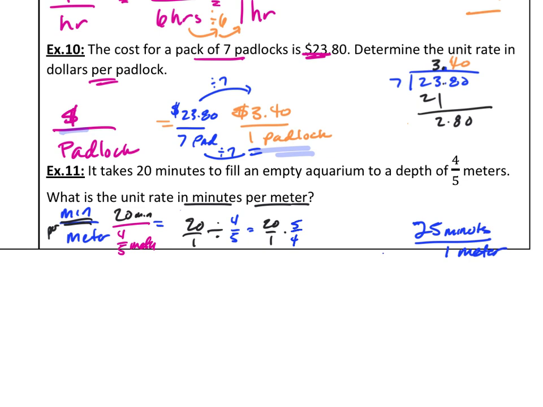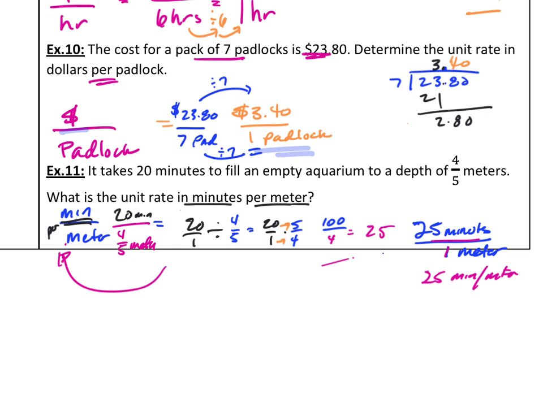And so if I just multiply straight across, I'm going to get 100 fourths, which is 25. And I remember I have to go back and look and say that's 25, right? But I'm talking about minutes per meter. So I have 25 minutes per 1 meter, or 25 minutes per meter. That works too, okay? All right. And that's how we do those.